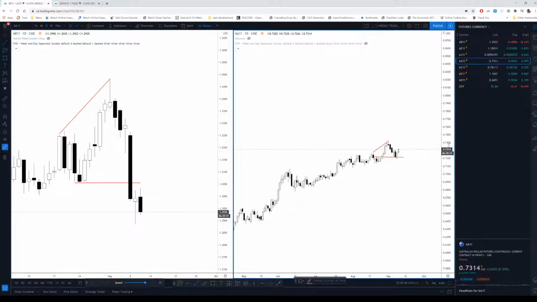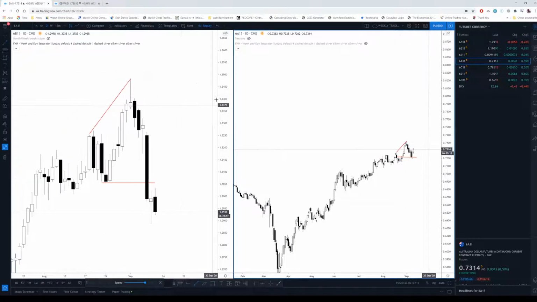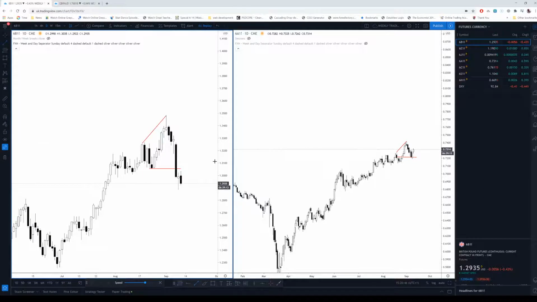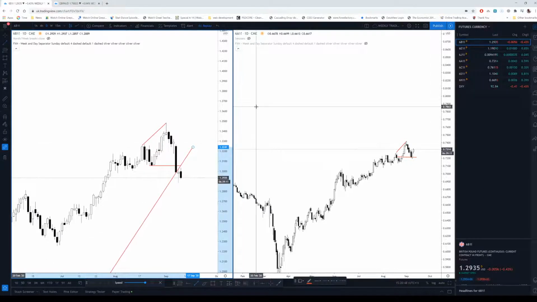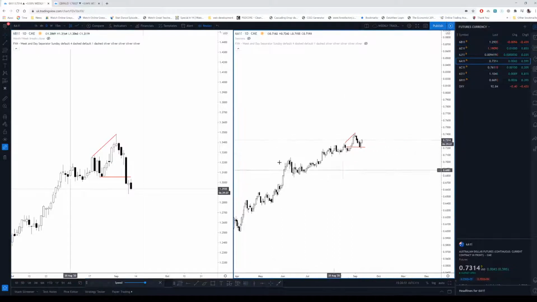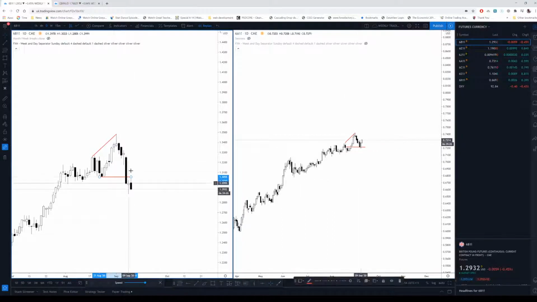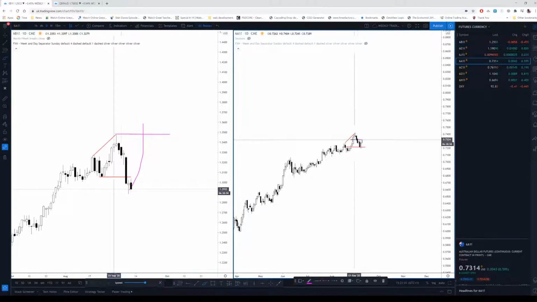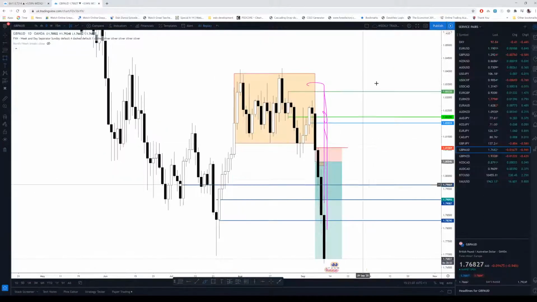So let me zoom. Let's say all of a sudden price will do this. Price will come all the way back up and break above this, and this one will stay where it is. And then do this. As soon as you see that, this pair is going to reverse again.